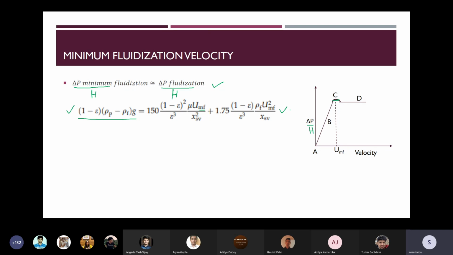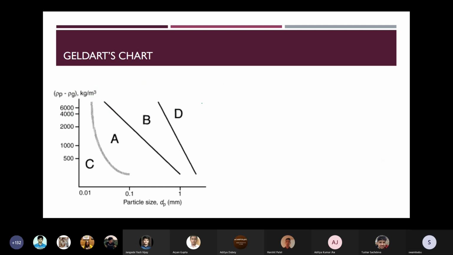So in a normal case, if somebody asks what velocity we need to operate to get fluidization, first of all we have to use this equation, then calculate the minimum fluidization velocity, and usually we operate at 2 times the minimum fluidization velocity to get good fluidization conditions. Which particles behave well and which behave improperly is characterized by the Geldart charts.